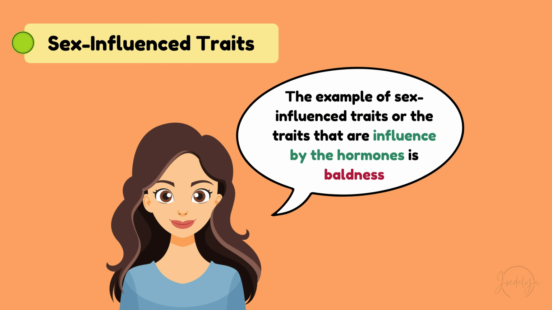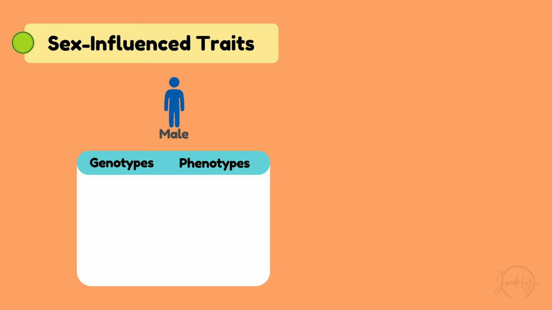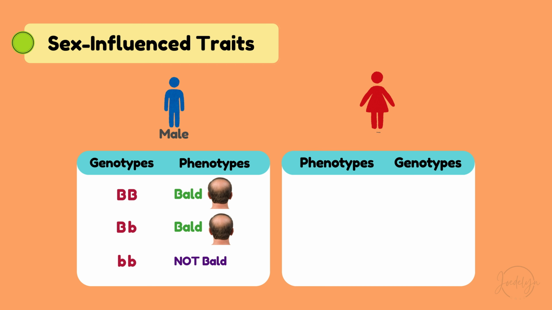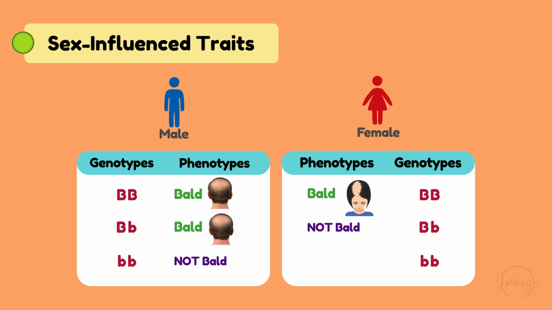The example of sex-influenced traits, or the traits that are influenced by the hormones, is baldness. In males, both dominant B equals bald. One dominant B and one recessive b equals still bald. Both recessive b equals not bald. On the other hand, in females, both dominant B equals bald. One dominant B and one recessive b equals not bald. Both recessive b equals not bald.